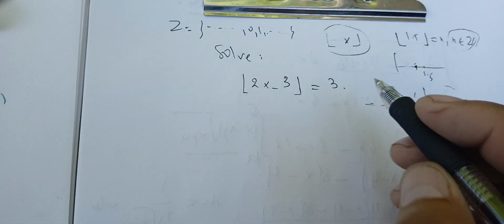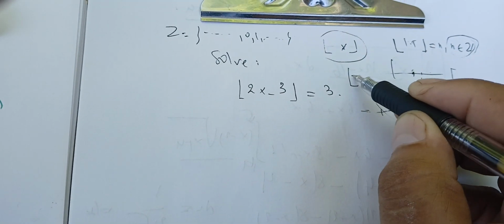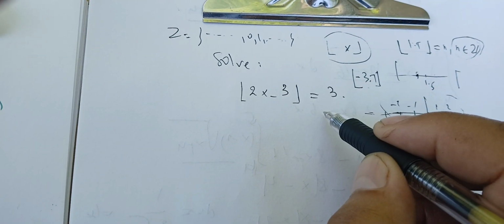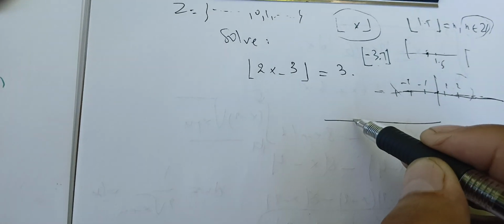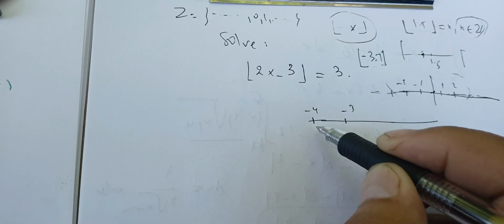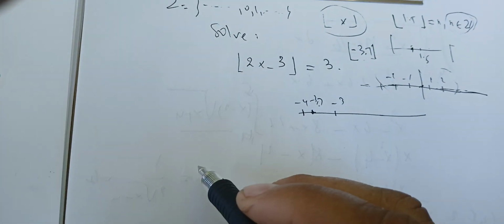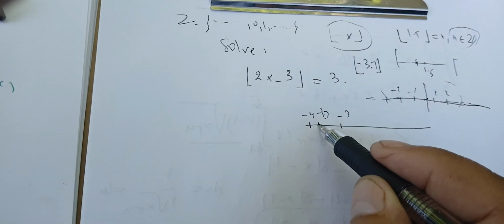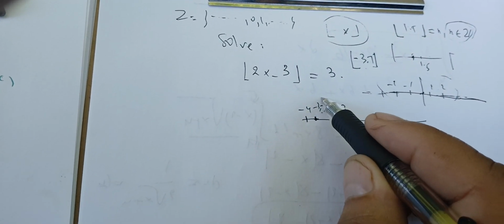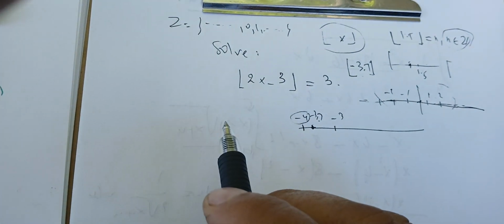Okay, for instance, what's this value here? Minus 3.7. If we see a graph, this is minus 3, this is minus 4, this is minus 3.7. The greatest integer less than or equal to this one is minus 4. It's always on the left of this number.